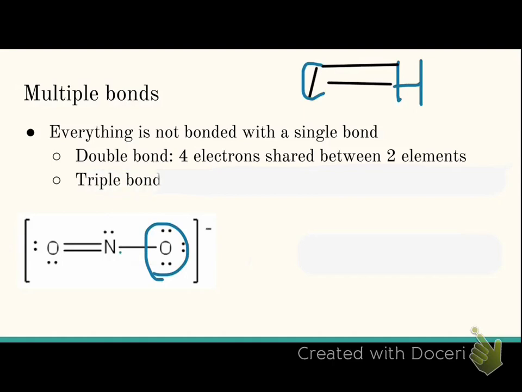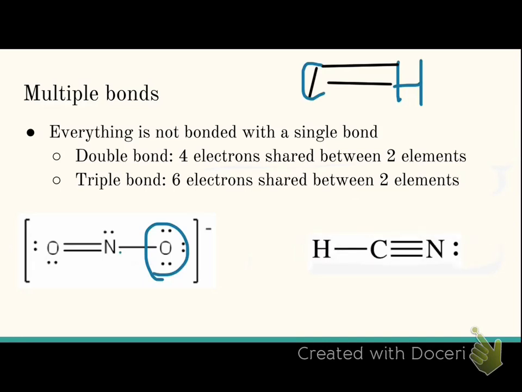So I can also have a triple bond, and what that means is I have 6 electrons that are being shared between 2 elements. And that's going to look very similar to the double bond, except now I'm going to have 3 lines. So in this situation here, between the carbon and the nitrogen, there is a triple bond, and that means that they are sharing 6 electrons between each other instead of just 2 like we're used to, or instead of 4 in the case of a double bond.